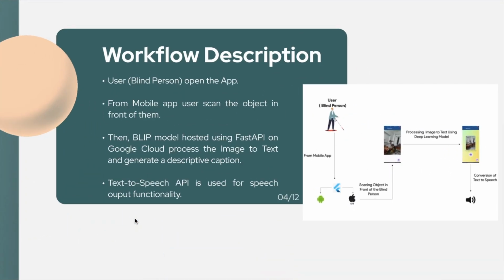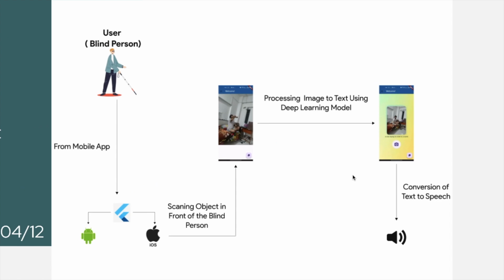That is the workflow description. As you see, this is the workflow of our project. The user who is blind is going to click a picture from a mobile app, which is based on the Flutter framework and can be opened on Android or iOS devices. The picture clicked by the user is going to be processed by our BLIP model, which is going to generate a caption with very descriptive details of the image, and this caption is going to be converted to a speech output using the Google text-to-speech API that provides speech output functionality to our application. This is all about the workflow.